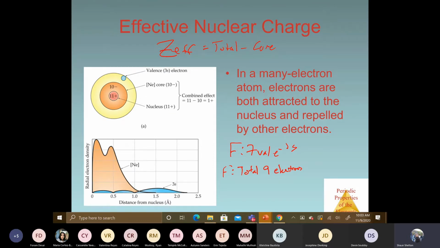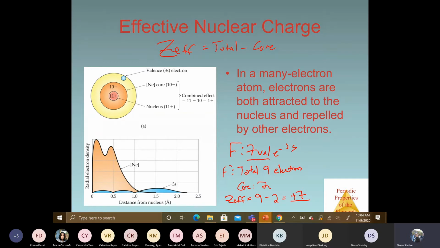So if it's got 7 valence electrons, when we look at the simple mathematics, 9 minus 7 gives me 2 core electrons. And so if I want to figure out the effective nuclear charge, I take 9, which is the total, minus 2, which gives me plus 7. So the effective nuclear charge on fluorine is plus 7.